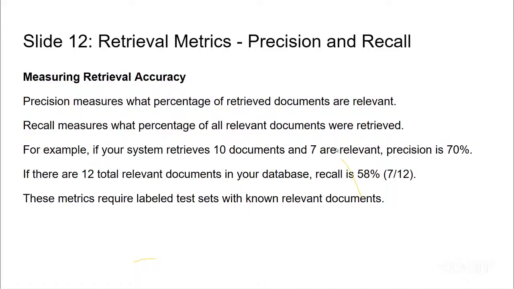So, you see that the recall is much lesser than precision, because recall is saying, I am only considering the total relevant documents of interest. I'm not seeing total documents.